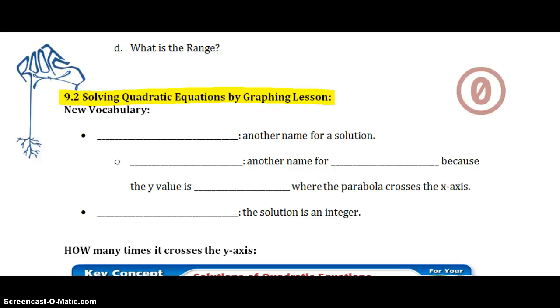Hello, Algebra students. We're ready for Section 2 of Chapter 9. We're still working on solving quadratic equations, and we're going to keep talking about their graphs.